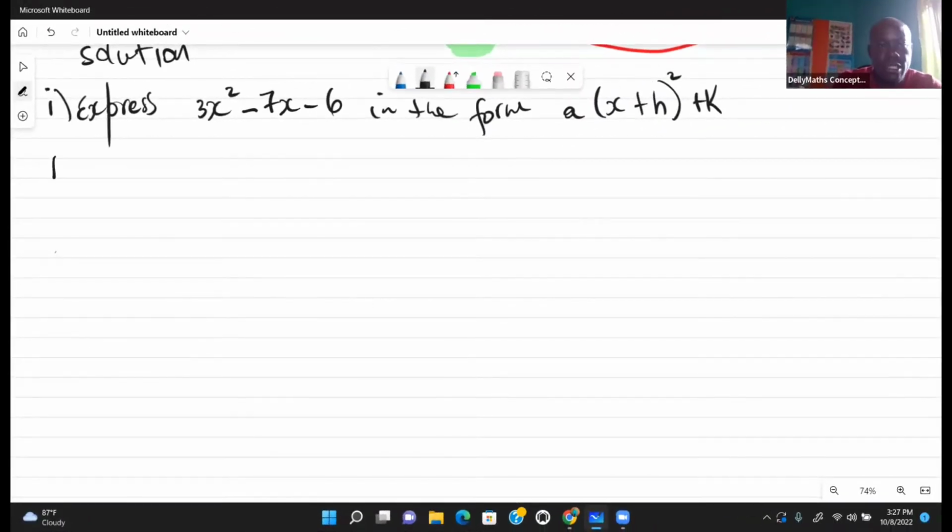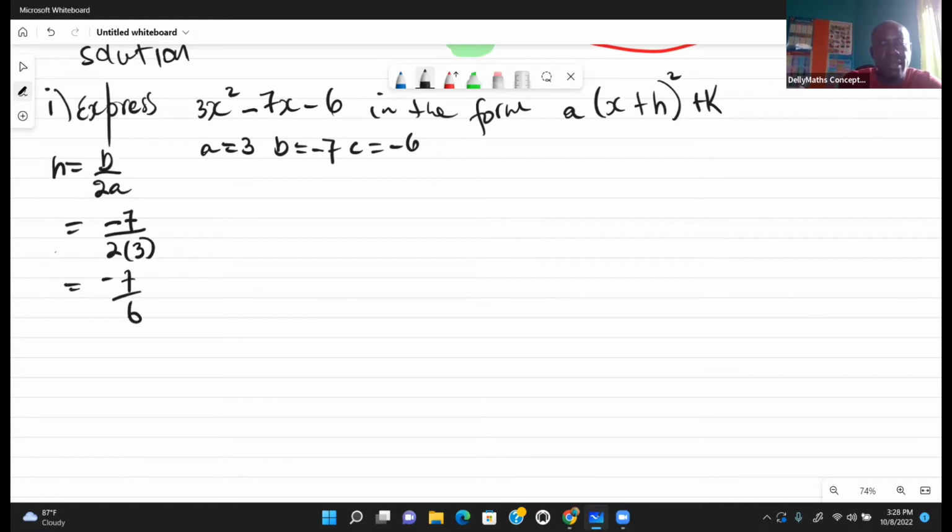That we could find h by putting b over 2a, which means that we need to identify what is a, what is b, and what is c. A is 3, b is -7, and c is our constant, -6. Now, h is actually b over 2a, so b is -7 over 2 times 3, finally, -7 over 6, and that is my h.